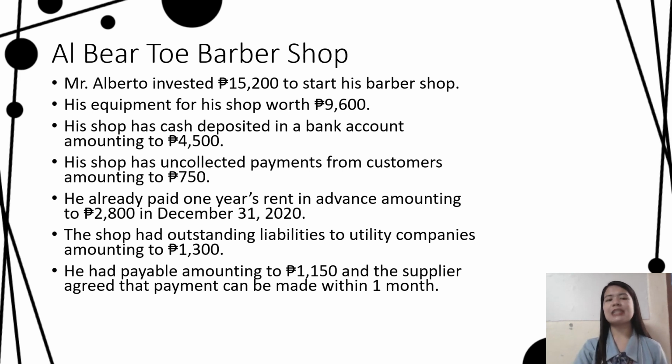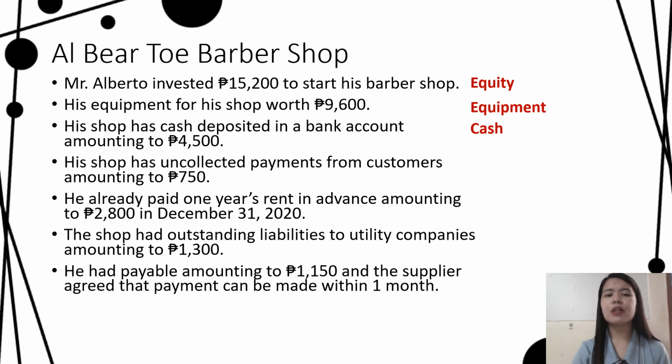So let us classify the following transactions to their proper accounts. First one, this is just an investment. Okay, so it means it's an equity. Next one is equipment, so it is under the equipment account. Then there's cash, because it is cash deposited in a bank account. Next, for the uncollected payments, we have the accounts receivable.